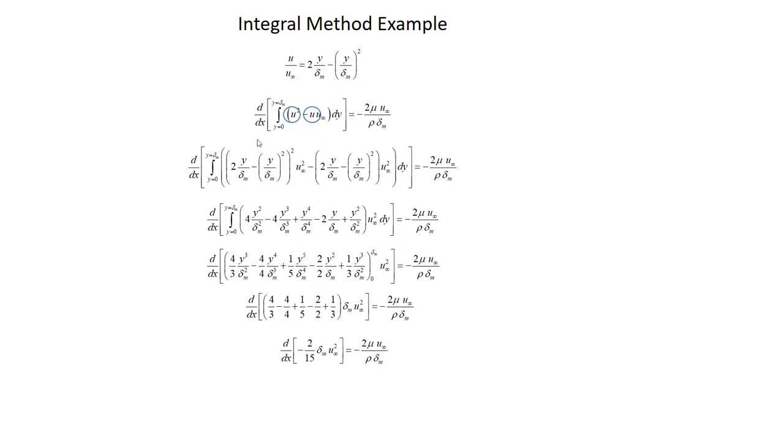So let's see, I'm going to expand this and sort of make it more understandable, I guess. So I have to square this term here. So if I square this, I get this term squared, which is 4y squared over delta m squared. And then I get 2 times the two terms multiplied together. So minus 4 times y cubed over delta m cubed. And then this term squared. So plus y to the 4th over delta m to the 4th. And then this is minus 2y over delta m. And then minus minus is a plus y squared over delta m squared. And both of these terms have a u infinity squared term, so that's the u infinity squared term.